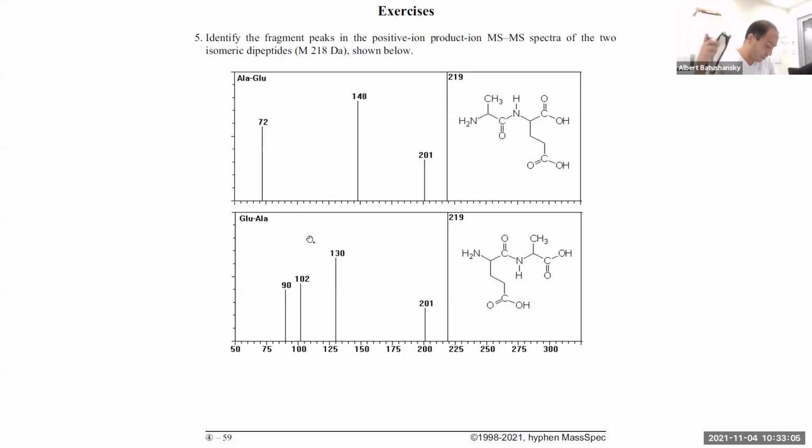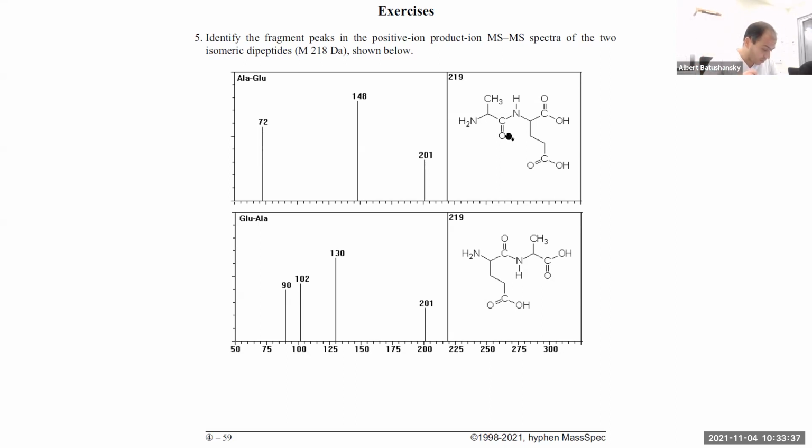So I think if I calculated correctly, for the top figure, 72 and 148 are the two complementary ions when you break the peptide bond between carbon and nitrogen. Yeah. So up here. Yes. Okay. And 219 is M plus H, and consequently 201 is loss of water.